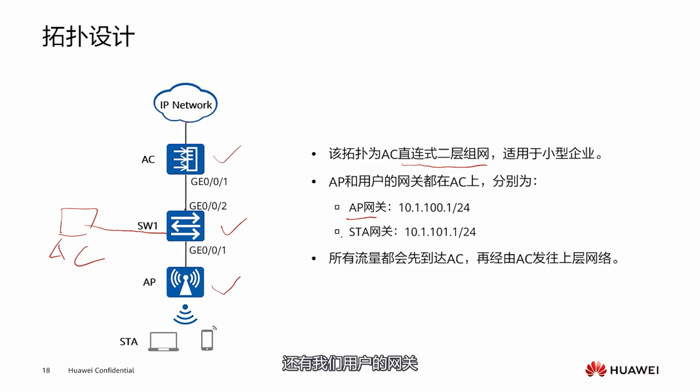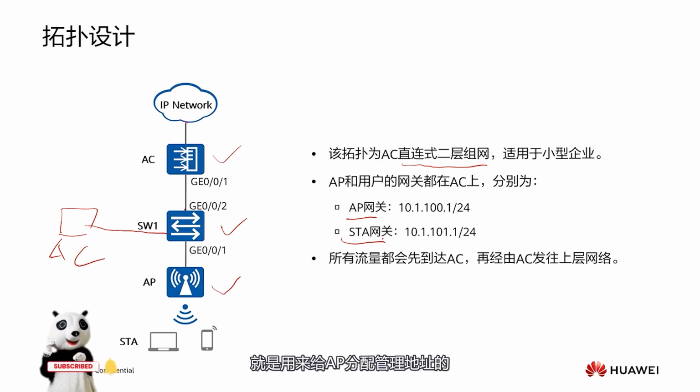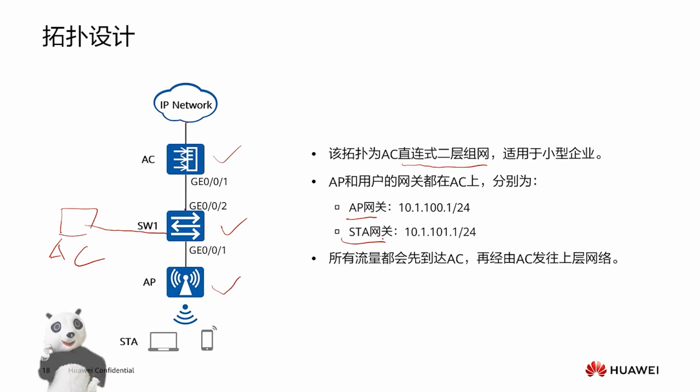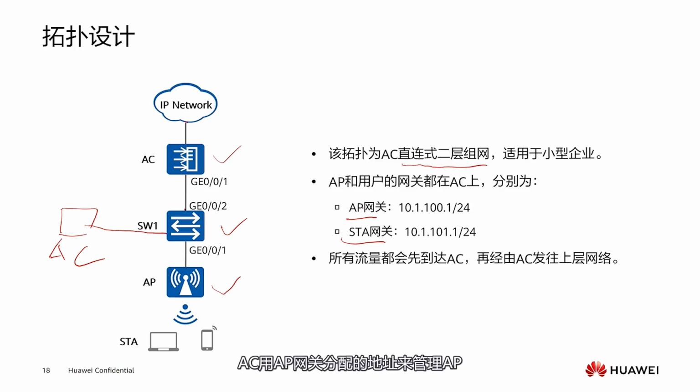The AP gateway is actually used to allocate management addresses to the AP. AC uses the address allocated by this AP gateway to manage the AP. Then, the STA gateway is what is assigned to our users once they connect to the network for accessing the internet. These two addresses must be distinguished, one for management and one for user services.